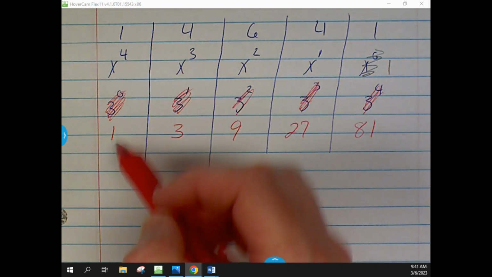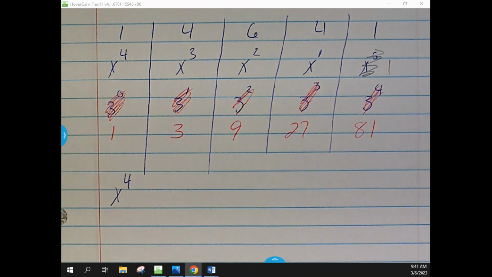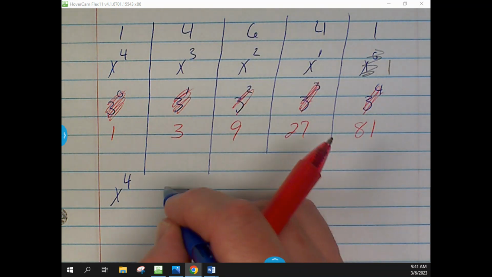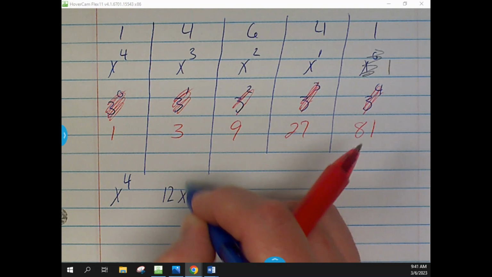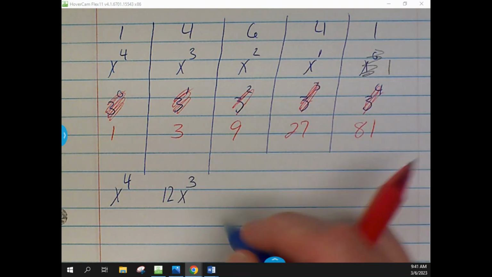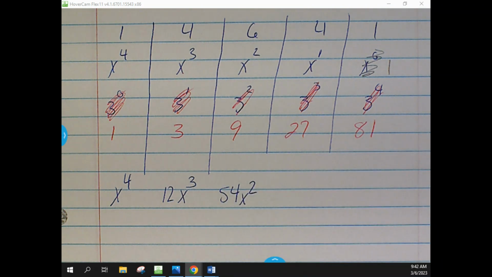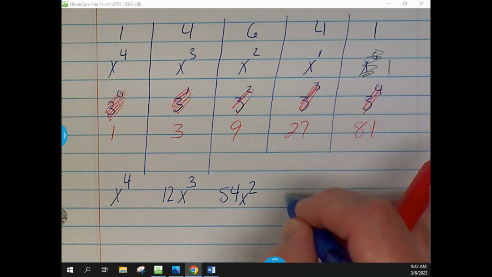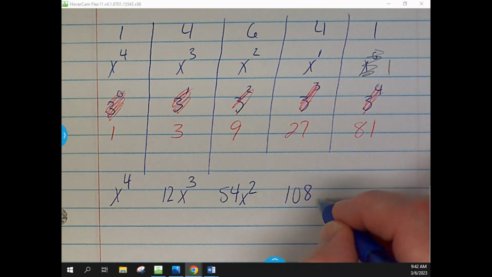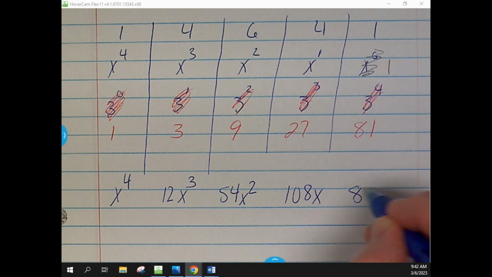And you've got 1 times 1 times x to the fourth, which is pretty easy. That's just x to the fourth. We've got 4 times 3, which is 12, x to the third. 9 times 6, which is 54, x squared. 27 times 4, or 25 times 4 would be 100. So 27 times 4 should be what? 108 x. And then 1 times 1 times 81 is 81.